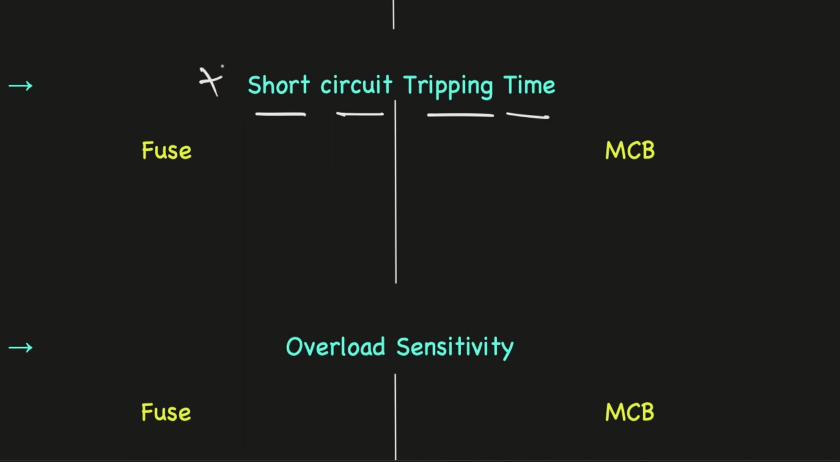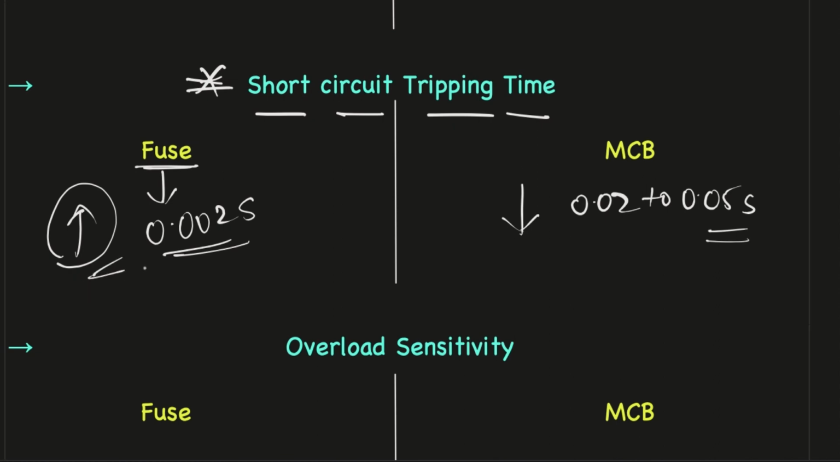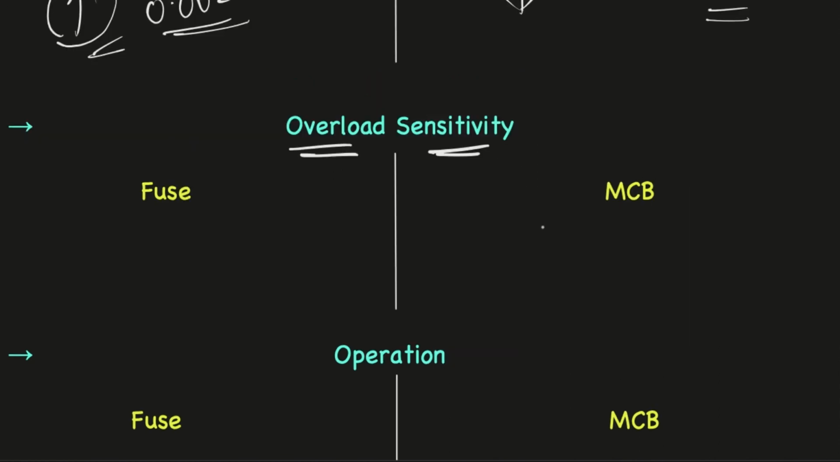It's a very important point. The short circuit tripping time of a fuse is much lower compared to an MCB. The fuse short circuit tripping time is 0.002 seconds, whereas for an MCB it is 0.02 to 0.05 seconds. So here the short circuit tripping speed of a fuse is much higher. Overload sensitivity. The overload sensitivity of an MCB is very high compared to a fuse.